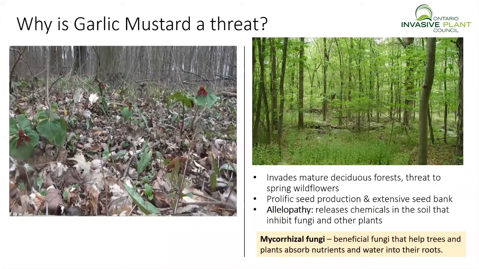The biggest threat of garlic mustard is its ability to invade mature deciduous forest communities. Garlic mustard can spread quickly through a forest understory, outcompeting native plants like wildflowers and tree seedlings and reducing biodiversity. It owes its success to a number of reasons. It produces an extensive number of seeds. Each plant can produce hundreds of seeds that then remain viable in the seed bank for at least 5 years. The roots release chemicals in the soil that also inhibit mycorrhizal fungi. These are beneficial fungi that help trees and plants absorb nutrients and water into their roots. It also has no natural predators in North America. It produces toxic chemicals that make it an unfavorable choice.